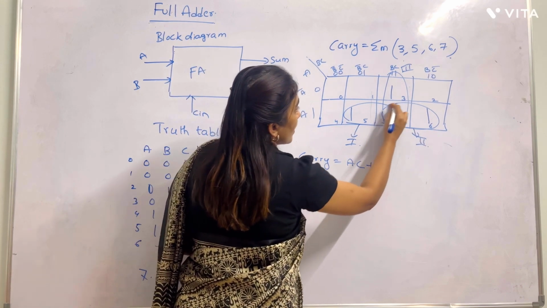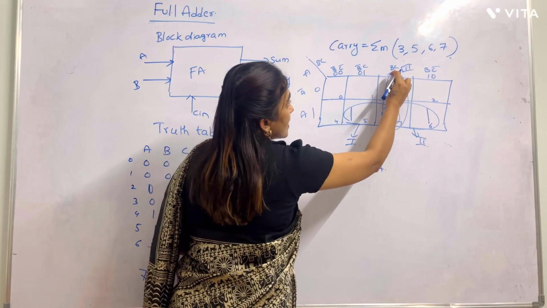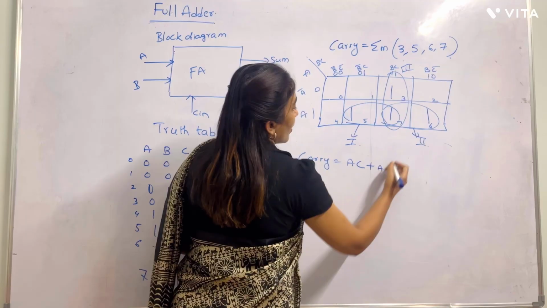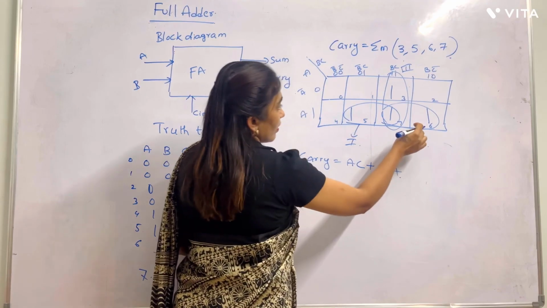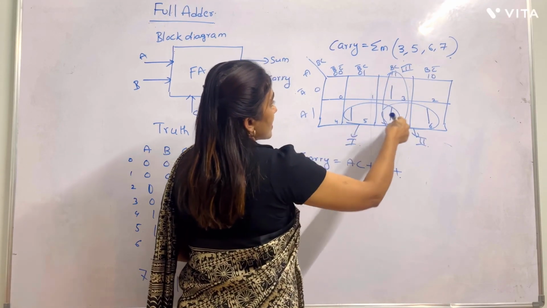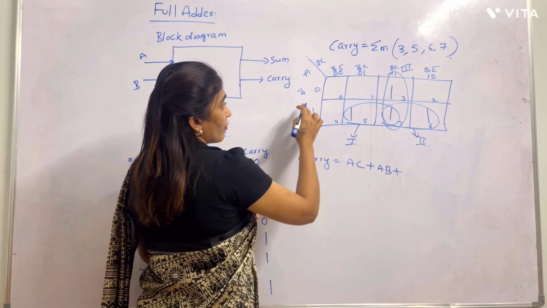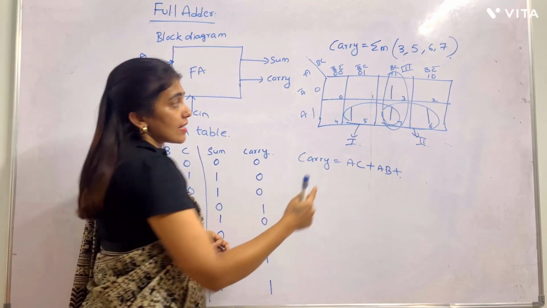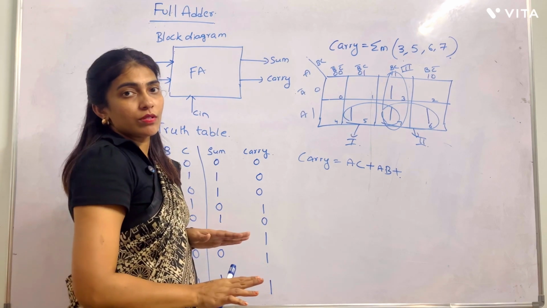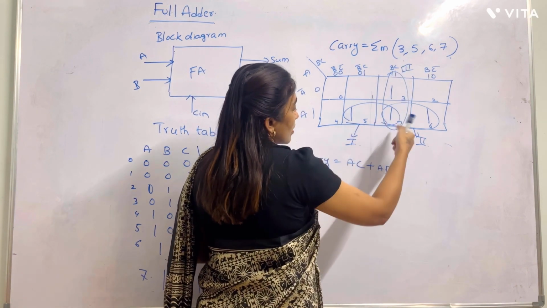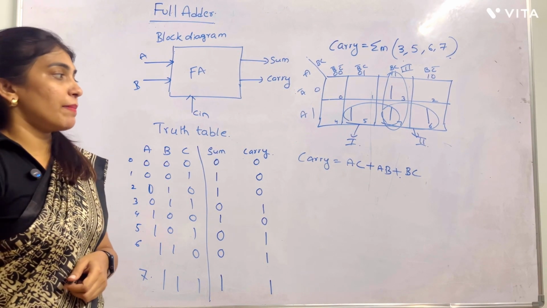Next, go for the second group. This group is filling row A and the columns are BC and BC bar. The common term from these two is B. Next, the last group. Horizontally, it is filling two rows, A bar and A. There is no common term, so there is no answer from rows. It is filling a single column, so simply BC is the answer. So the carry formula is AC plus AB plus BC.